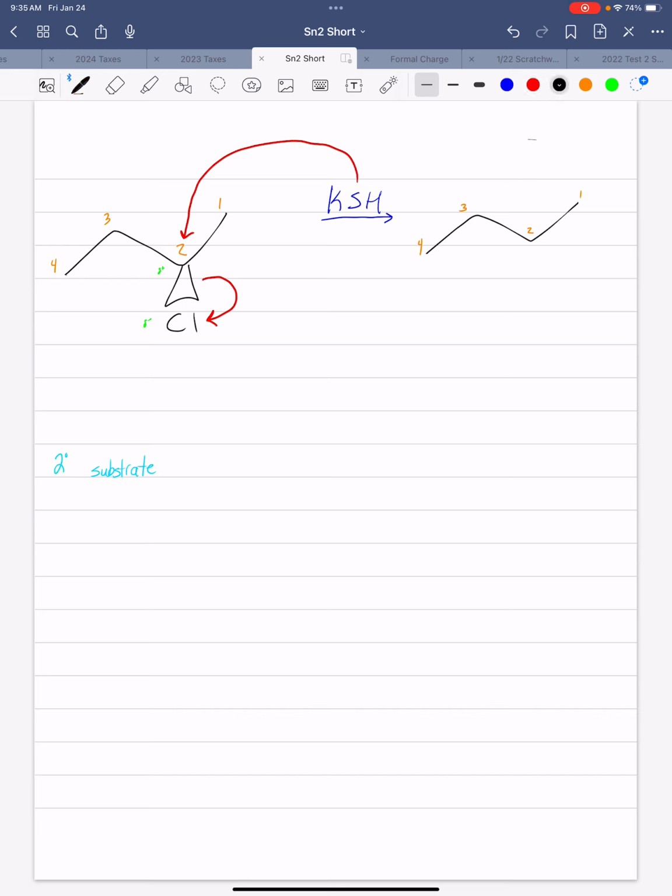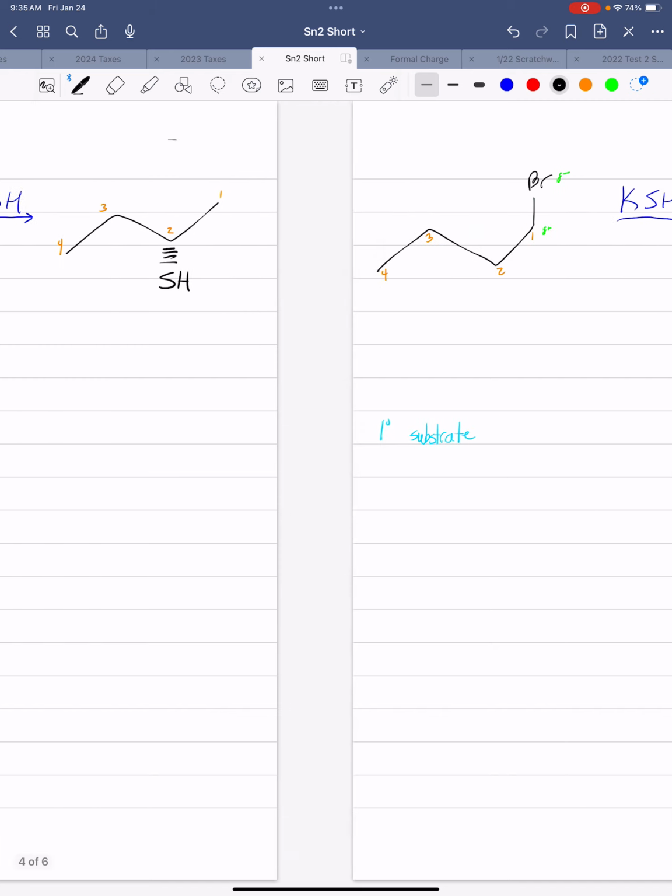And we invert the stereochemistry here on carbon 2, and we put the nucleophile in place of where the leaving group went, and we're done.